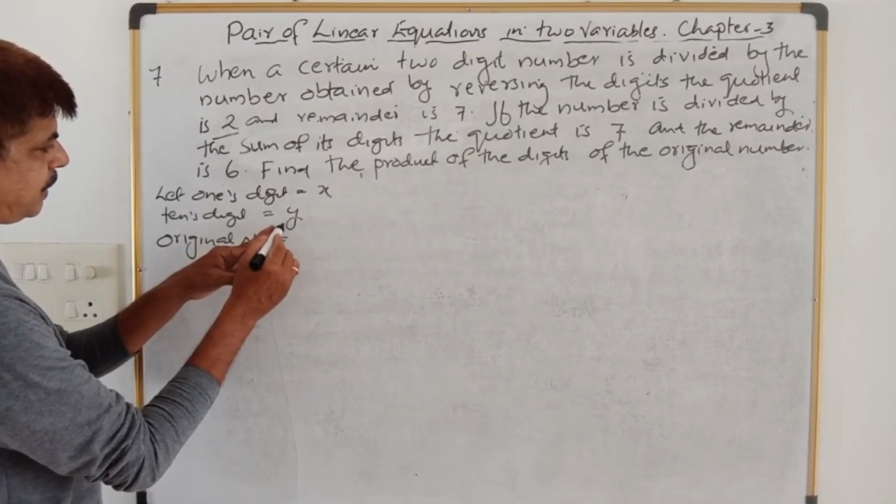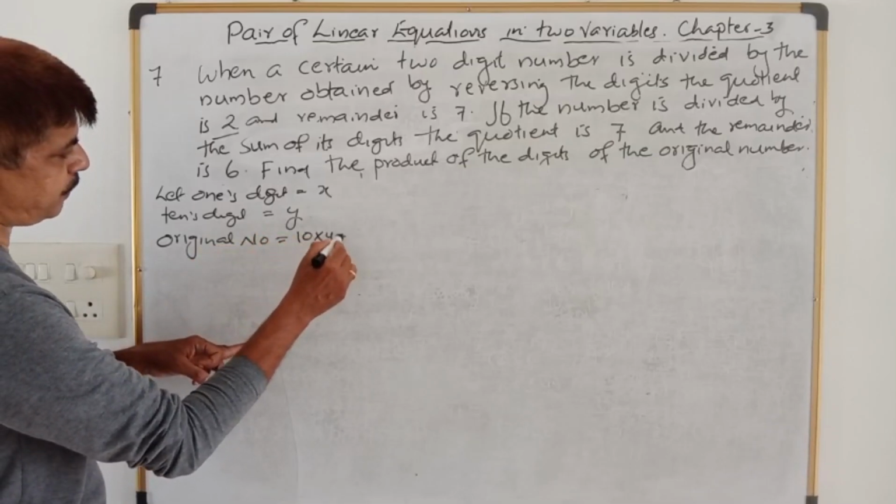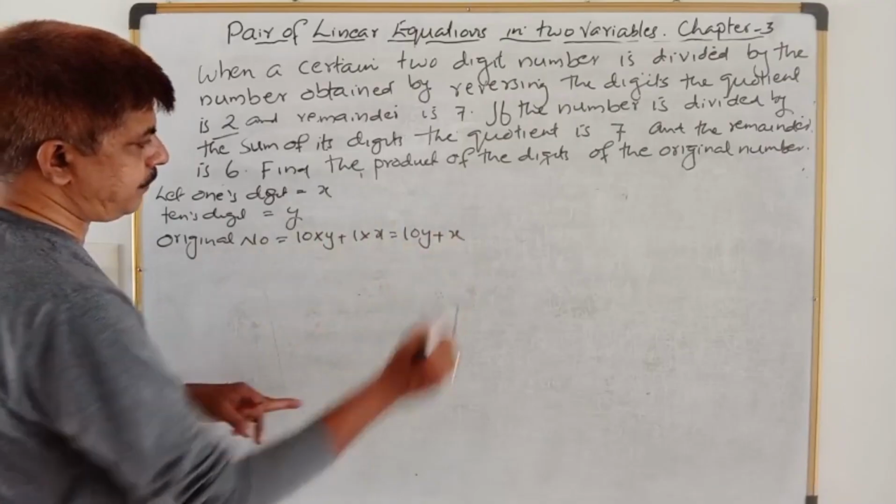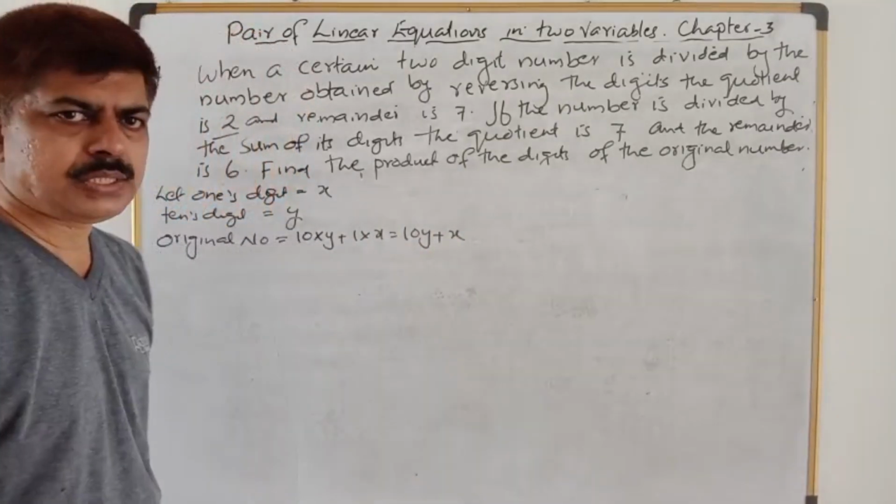10 in 10's place y. So 10 into y plus 1 into x. We are getting 10y plus x. That is our original number.